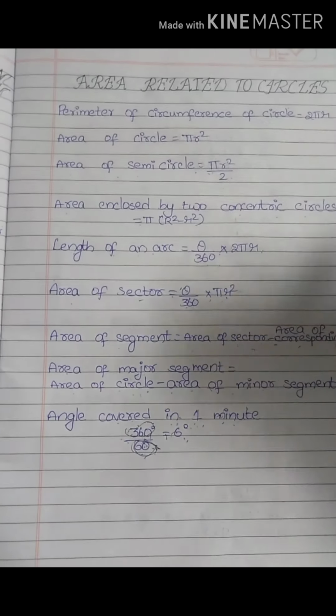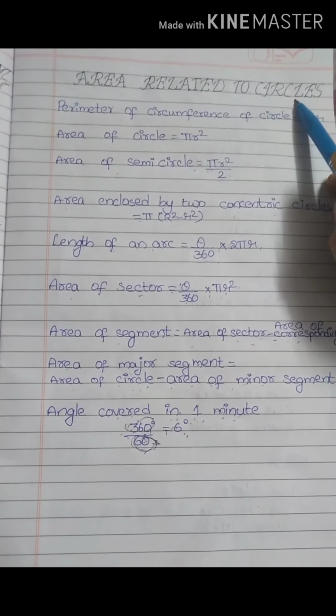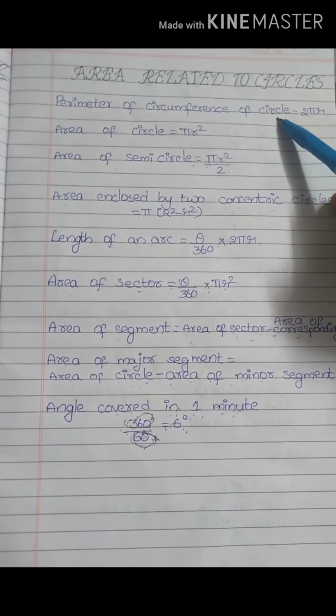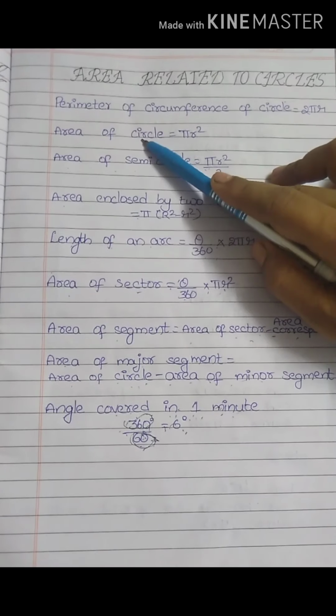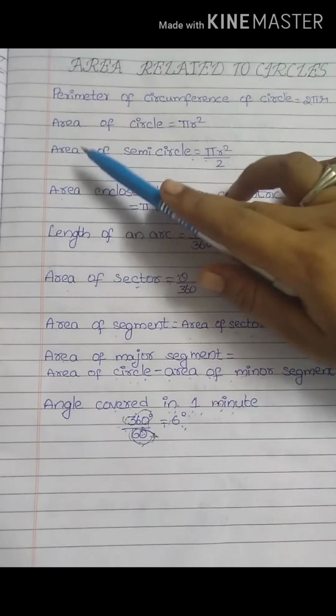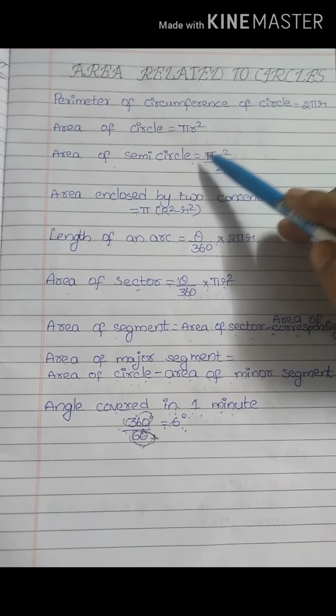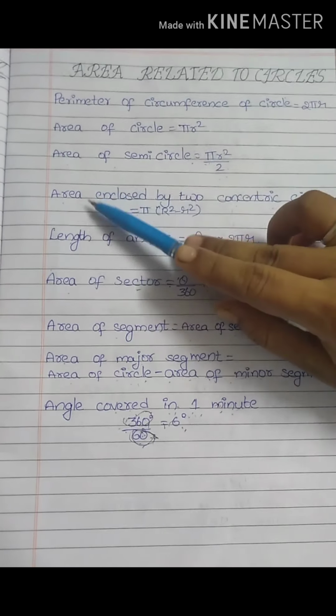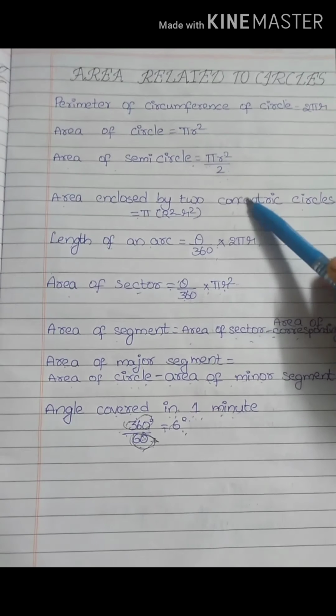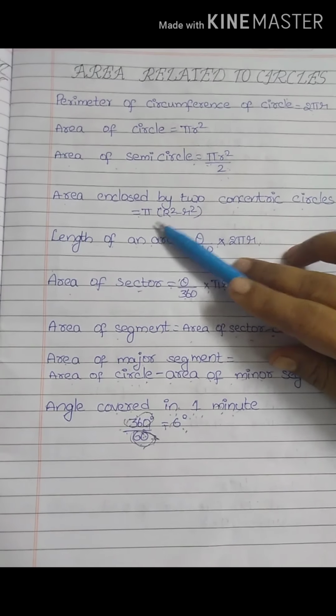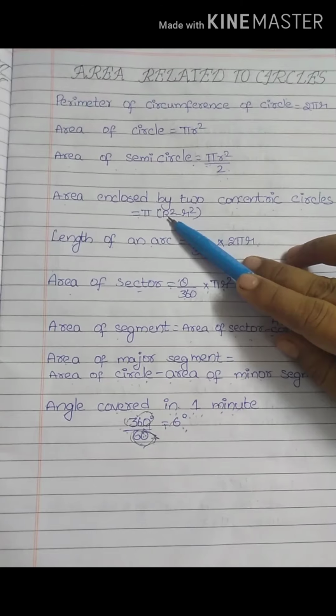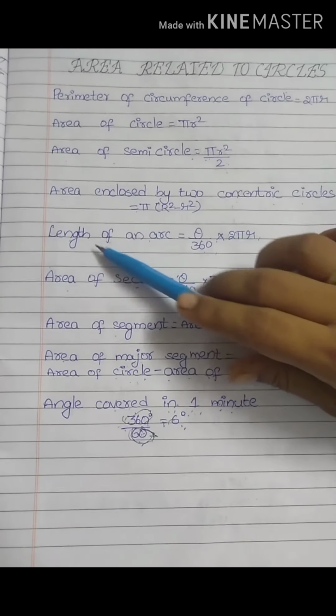Next, areas related to circles. Perimeter or circumference of a circle is equal to 2 pi r. Area of a circle is equal to pi r square. Area of a semicircle is equal to pi r square by 2. Area enclosed by two concentric circles is equal to pi into capital R square minus small r square.